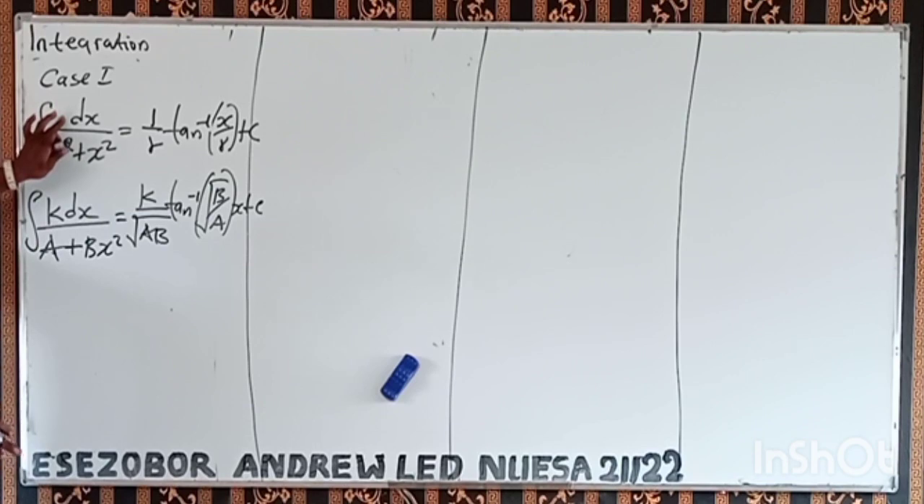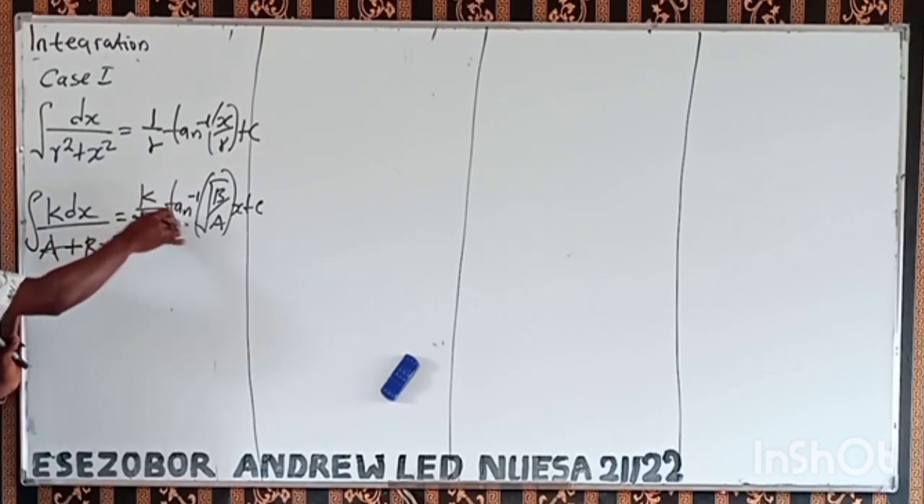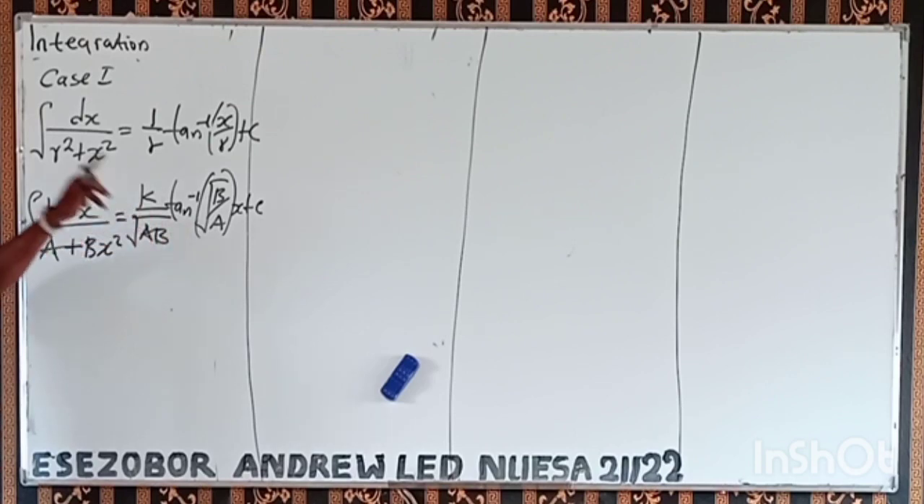Now this will only work if x doesn't have a coefficient and this other side doesn't have a coefficient. But this one will work for any question of this type. This will always work. But this one will only work if x doesn't have a coefficient and there's no coefficient here as well.